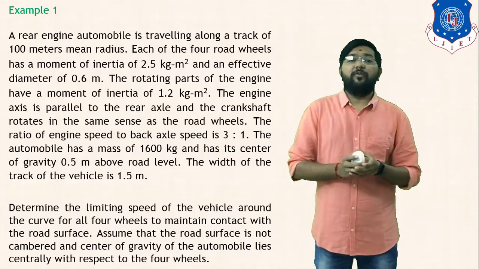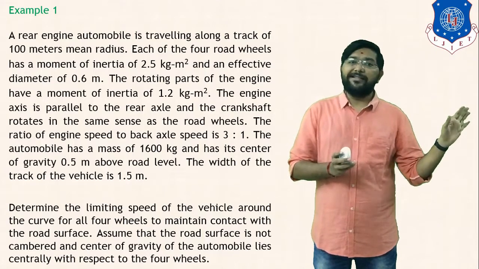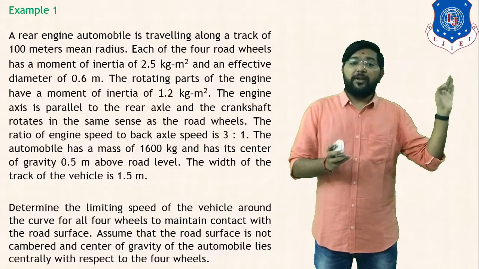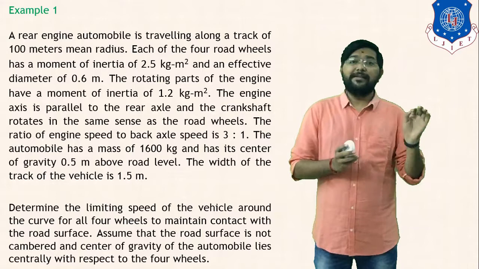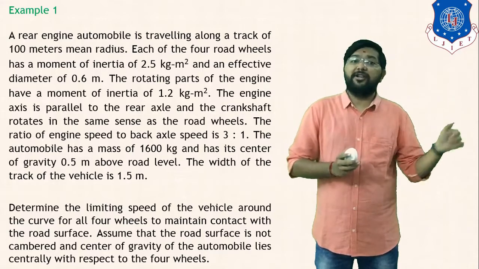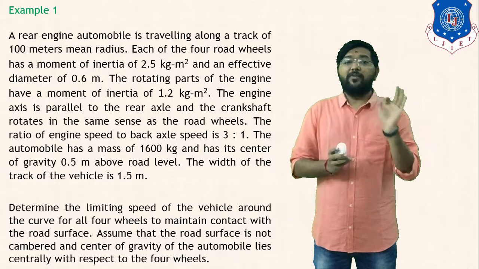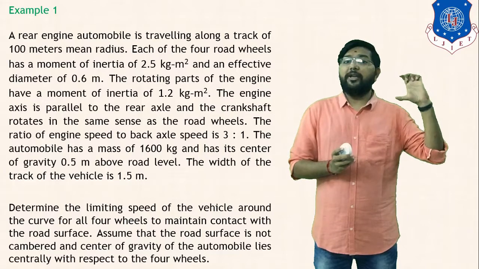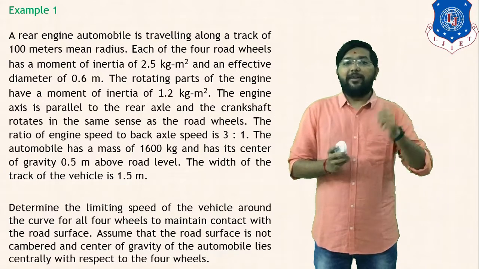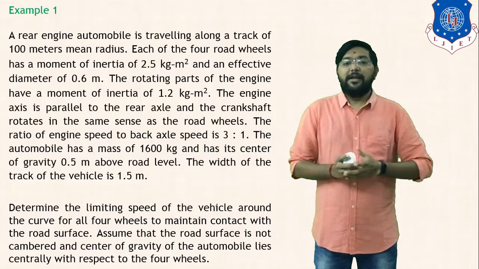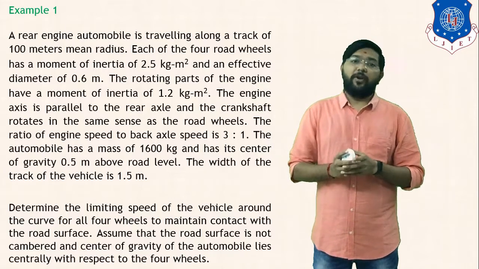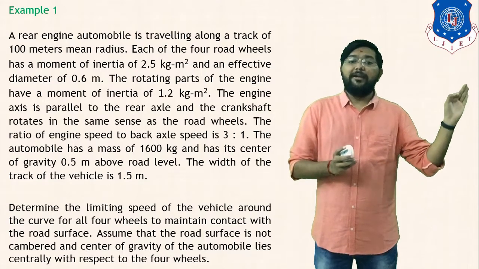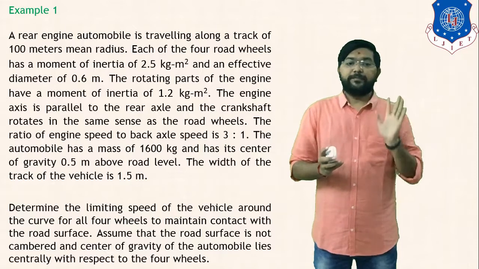The automobile has a mass of 1600 kg. So the mass of the body is given, capital M, 1600 kg, and its center of gravity is 0.5 meter above the road level. We discussed this in our theory session: small h is given. What does small h indicate? It is the distance between the center of gravity and the earth surface. The value of small h is 0.5 meter. The width of track of the vehicle is 1.5 meter. We already discussed that the width of track is indicated by small a. The value of small a is 1.5 meter.